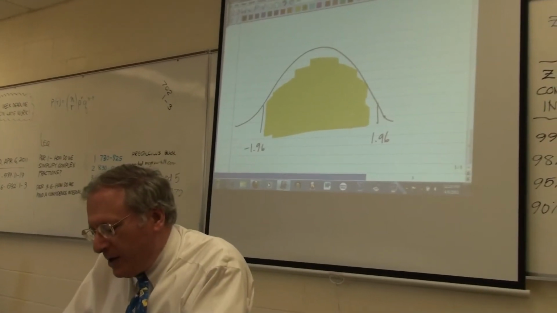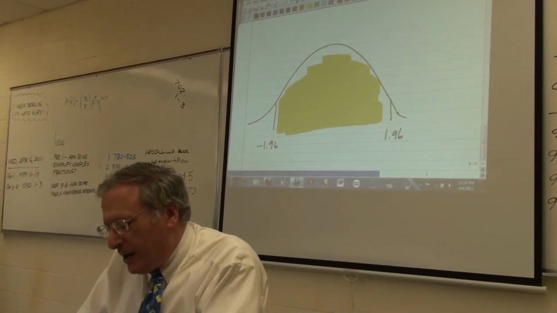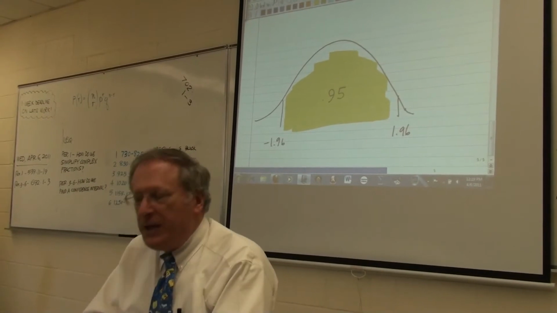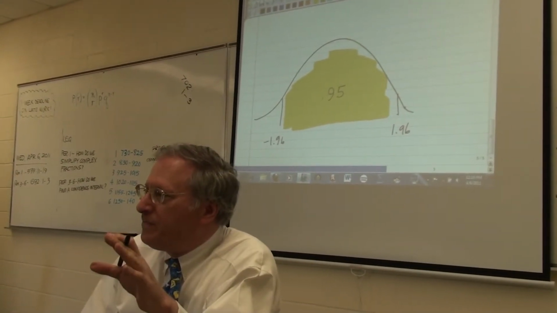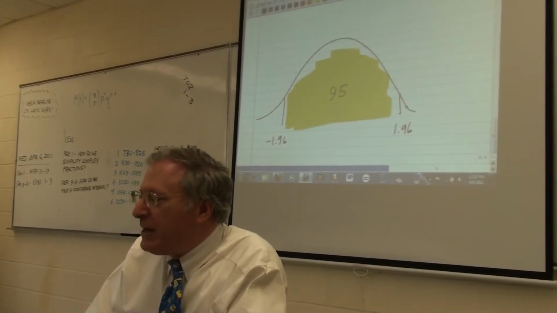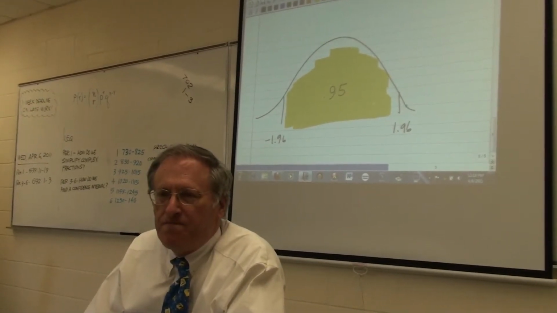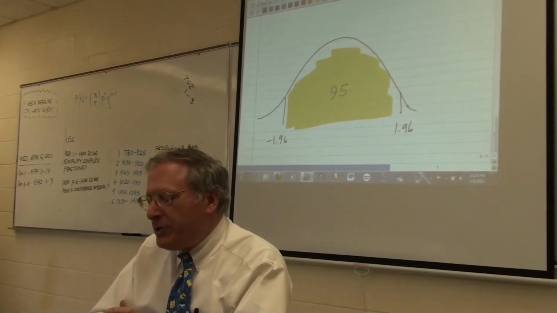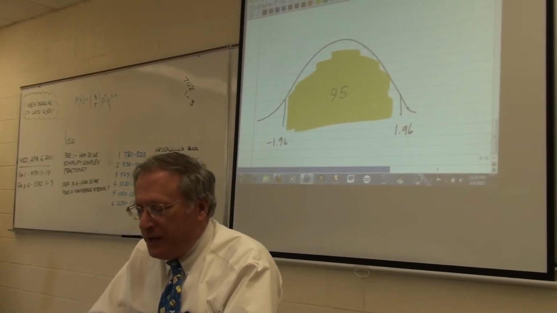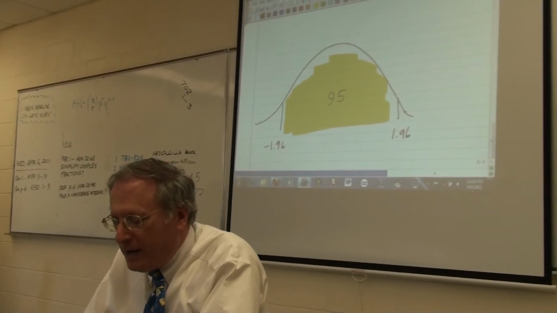This is an area of 0.95. See, normally we've typed in the z-value and found the area. So the issue is how do you type in the area to find the z-value? You see that's what the issue is? And what we're going to do is, if that's 0.95 in yellow, what's the left tail area going to be?